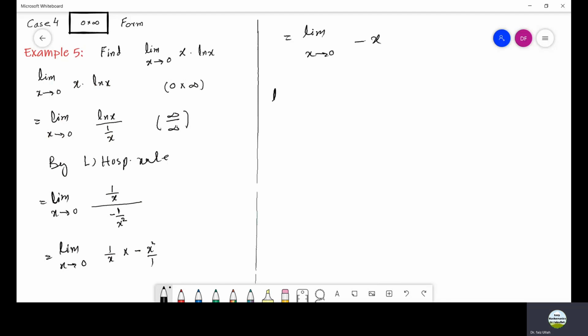Hence we get that the limit as x approaches 0 of x into ln x is equal to, if we plug in x is equal to 0, we get 0, and that is the required solution.